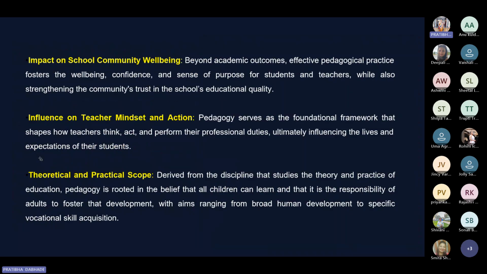Then, impact on the school community well-being, right? Okay, can anyone read this particular point on my behalf? Impact on school community well-being. Come on. Yes, ma'am. May I? Please.